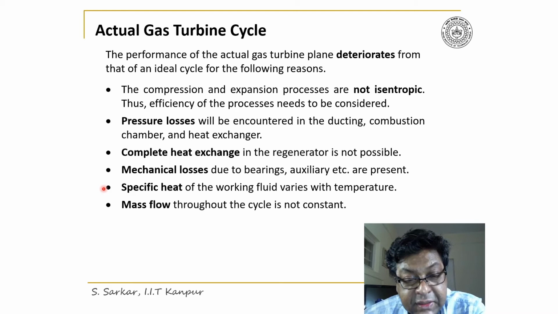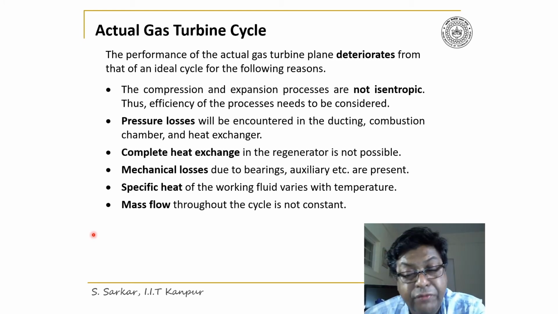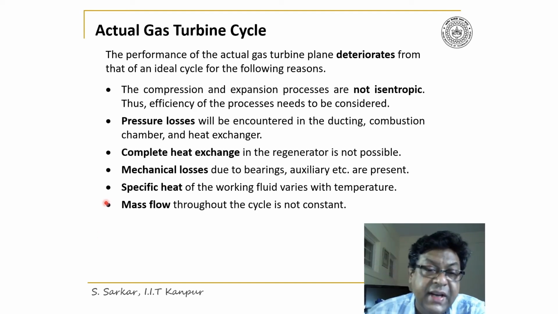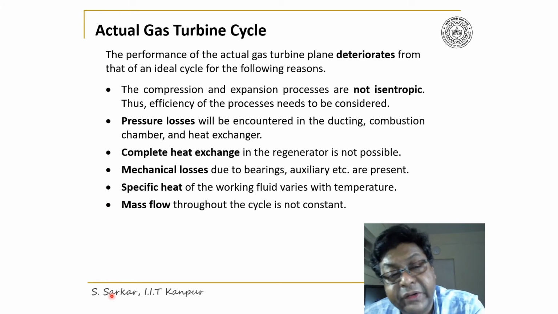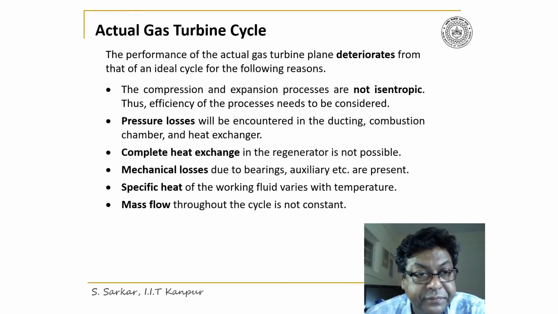And the mass flow rate throughout the cycle is not constant. So the mass flow rate in the turbine would be more than that of the compressor, because of fuel addition in the combustion chamber. So thereby the mass flow rate throughout the cycle is not constant. So these are the reasons why the actual cycle performance deteriorates with respect to an ideal cycle. And I'll discuss now one by one all the points.